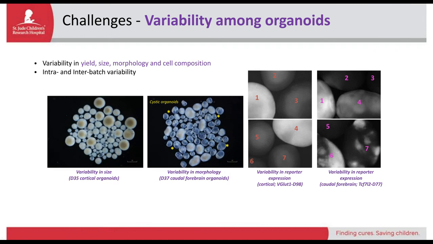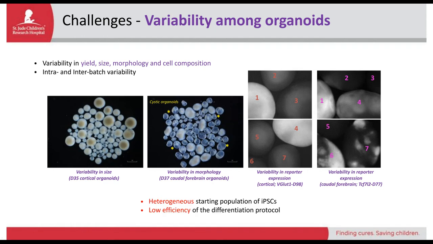And here we have a bunch of caudal forebrain organoids expressing a different reporter. Again, you can see there are some organoids with strong, full expression of the reporter, some with weak expression, some without any expression at all, and some expressing the reporter in patches throughout the organoid. So the variability can be quite significant. What is the reason for this variability?